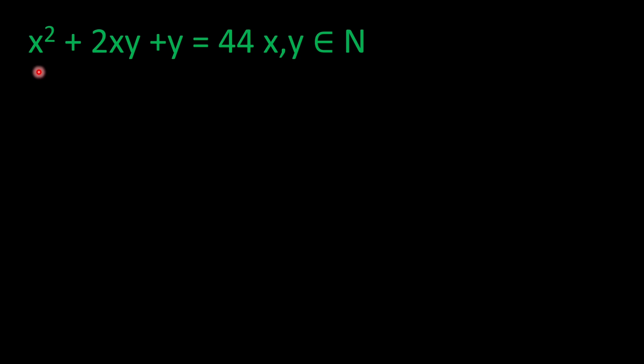Hello everyone. We have this question: x square plus 2xy plus y equals 44, where x and y belong to natural numbers, and we have to find out the values of x and y. So let's start the solution of this question.